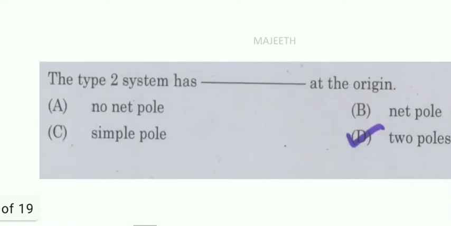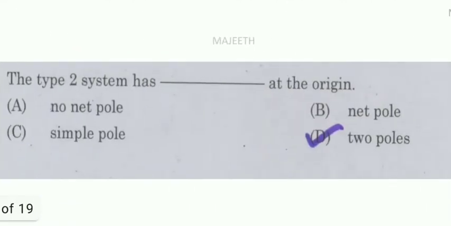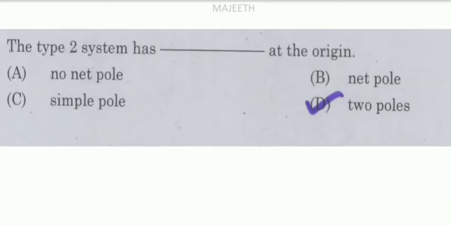Okay. Next, the type 2 system has dash at the origin. How many poles? We know that the number of poles at the origin is determined by type of the system. If it is type 0, no poles at the origin. Type 1 means 1 pole. Type 2 means 2 poles are lying at the origin. So option D is the right answer.